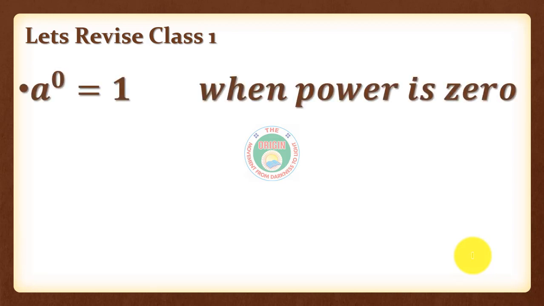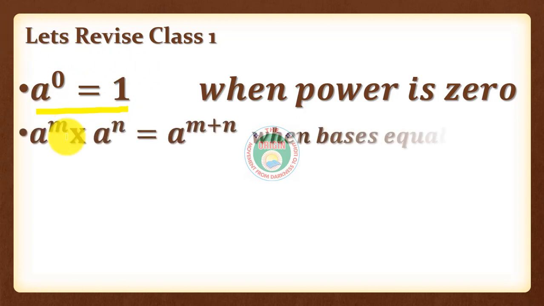A power 0 equal to 1 when power is 0. The resultant should be equal to 1. A power m into a power n equal to a power m plus n.